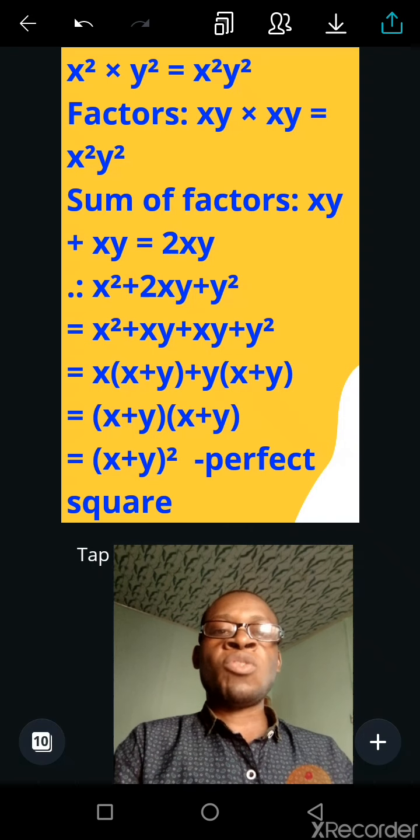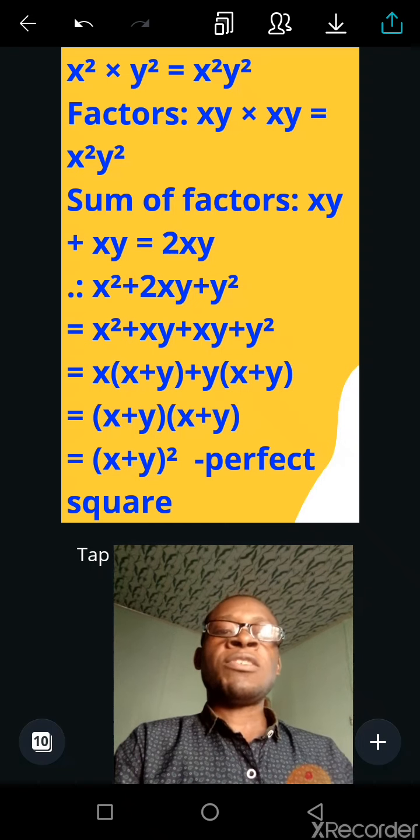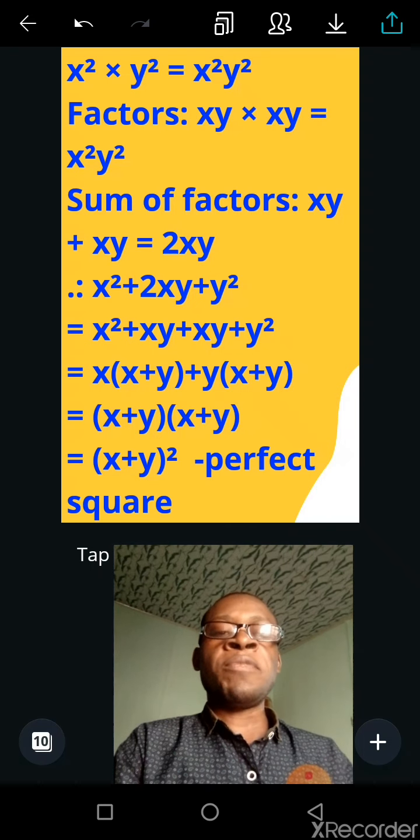Therefore, x raised to the power 2 plus 2xy plus y raised to the power 2, that is the problem given in the question, will give us x raised to the power 2 plus xy plus xy plus y raised to the power 2. You can find out from here that the 2xy in the question has been replaced with xy plus xy. This is to enable us to divide the expressions into two groups. Now, in the two groups, we find the HCF of each of the groups so that we can use the HCF to divide the expressions in each of the groups.